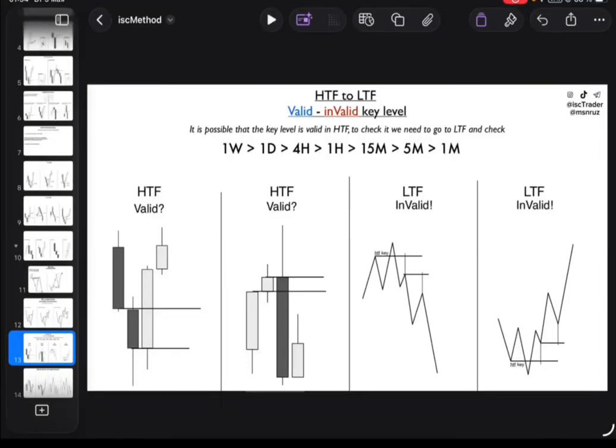Hello everyone. Today's topic is searching for and finding valid and invalid zones.